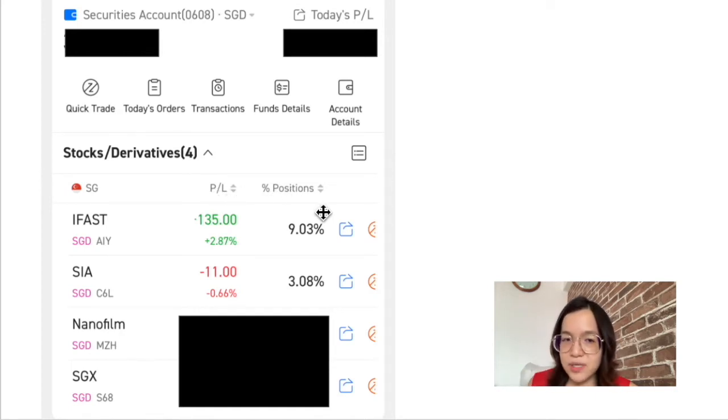Okay, then the next column after the PL, which is profit and loss, is the percentage position. I don't really look into that. I'm not too sure how it is calculated, but I believe it's the position based on the market itself, right?